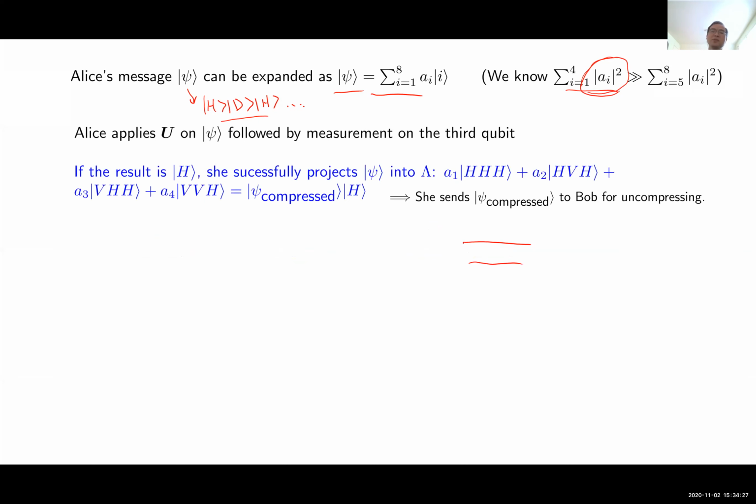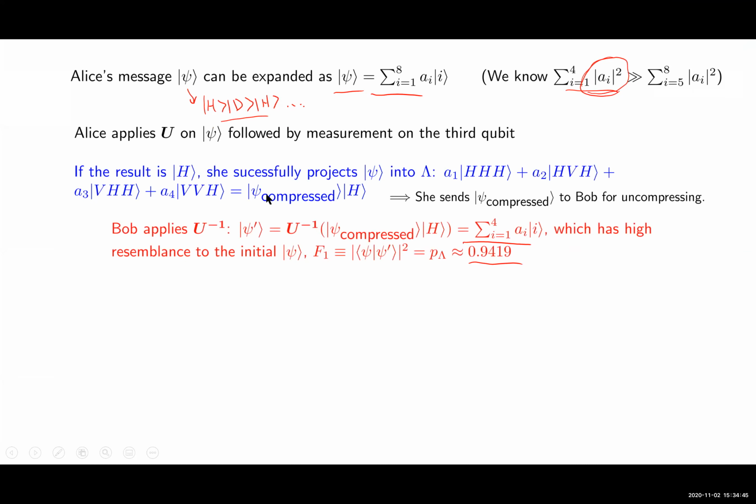In this particular expression, it can be entangled among the first 2 qubits. Remember our concurrence: if A1 times A4 minus A2 times A3 is non-zero, then this compressed state is entangled. So even if the source emits some entangled state, we can still compress it. But in this particular case, if Alice is only emitting HDH, then it's not entangled.